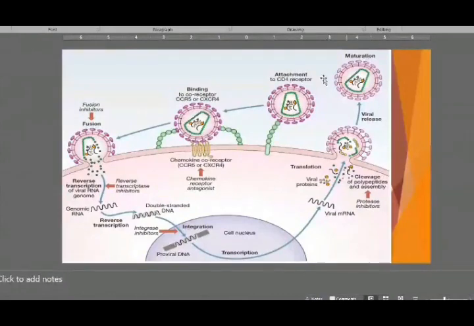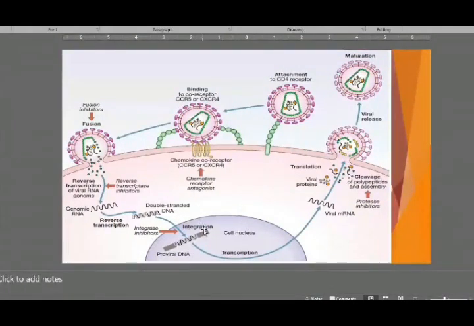So in summary, there will be attachment and binding of the virus through the receptor and co-receptor, the CD4 receptor, and then fusion of the viral material with the host cell and release of the genomic RNA. Through the enzyme reverse transcriptase, the genomic RNA will be converted into double-stranded DNA. This double-stranded DNA will be integrated into the host genome through the enzyme integrase.